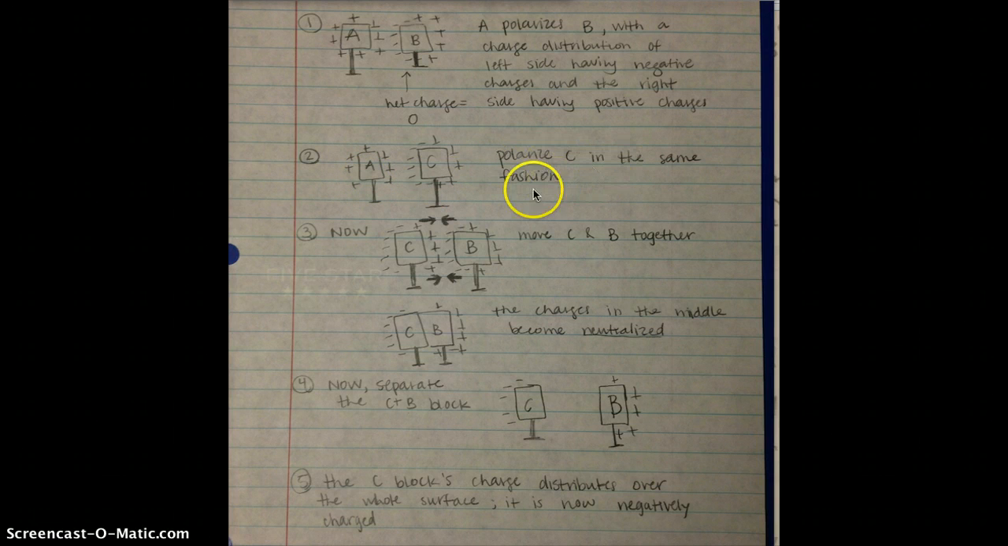So you polarize C in the same fashion, again with negative charges on the left side and positive charges on the right. Now, if you combined C and B together with C on the left and B on the right, that's very important, the charges in the middle here become neutralized, as you can see. So the left side of C and the right side of B end up being neutral together. However, if you separate block C and B, block C ends up with just those negative charges shown above, and block B ends up with the positive charges on the right. And then after a while, the negative charges on the block C spread out and distribute over the surface, leaving C with an overall negative charge on its surface.